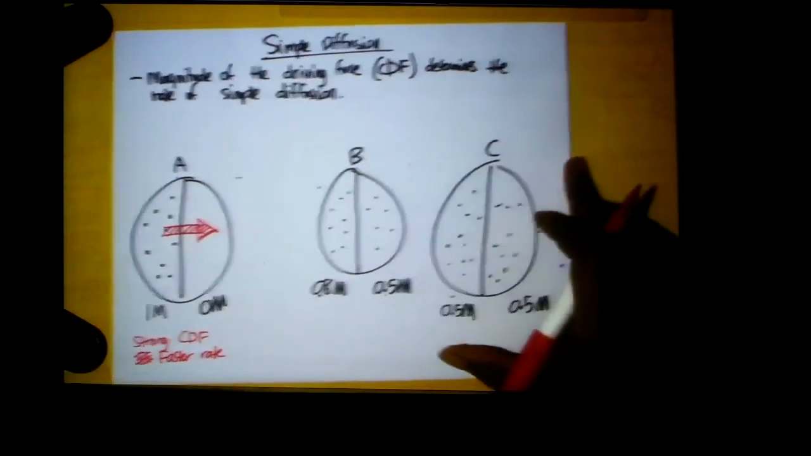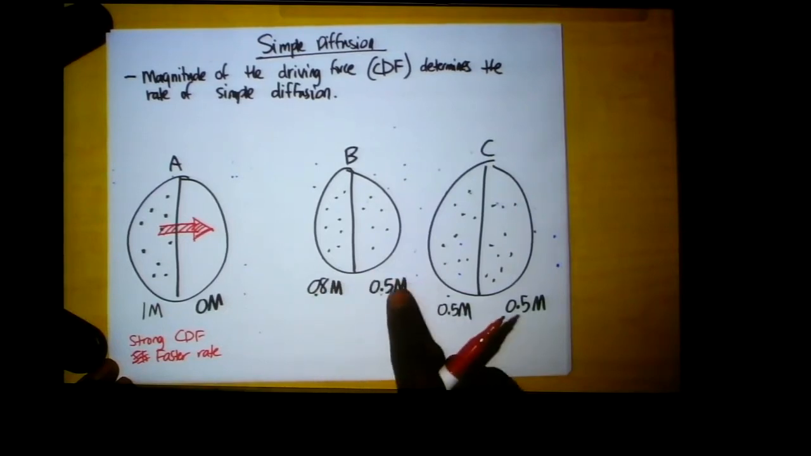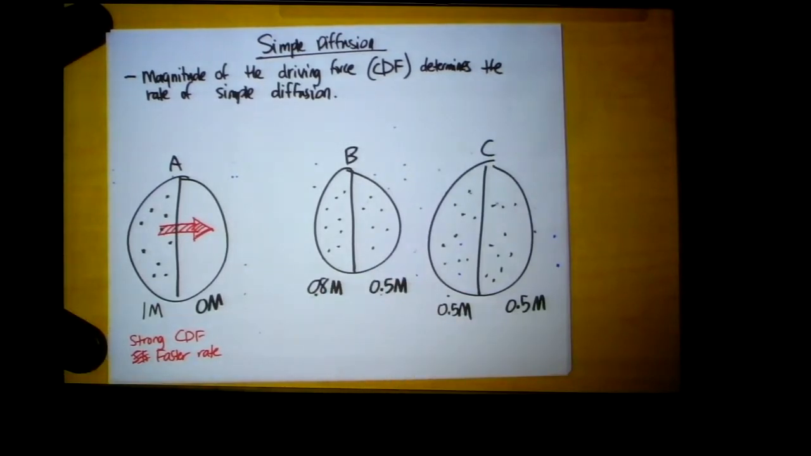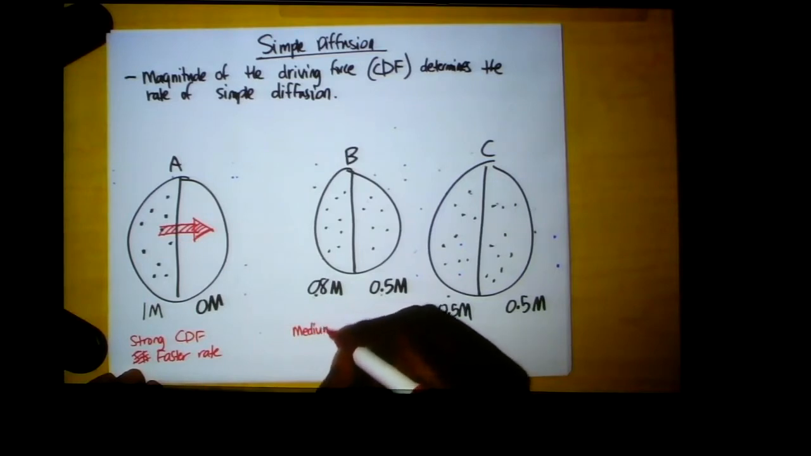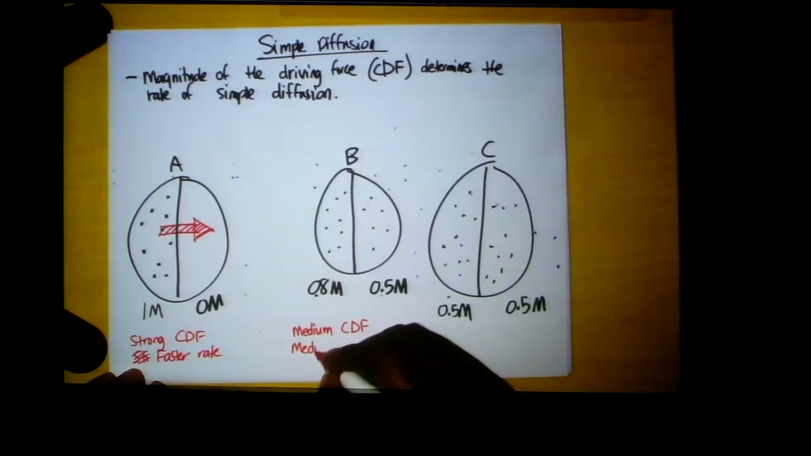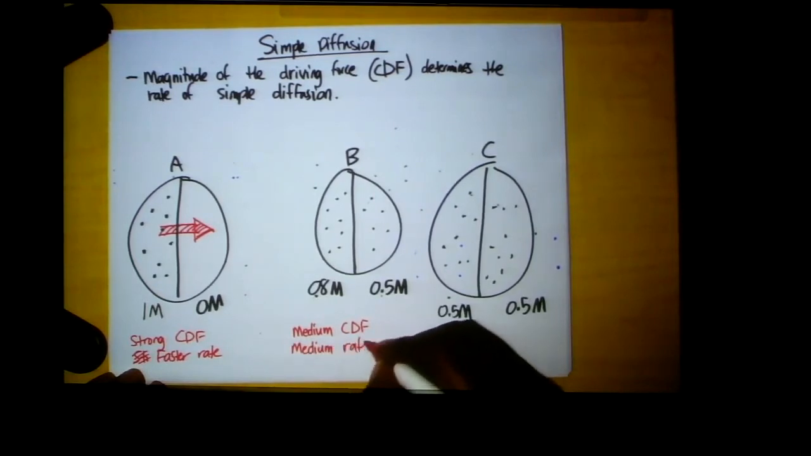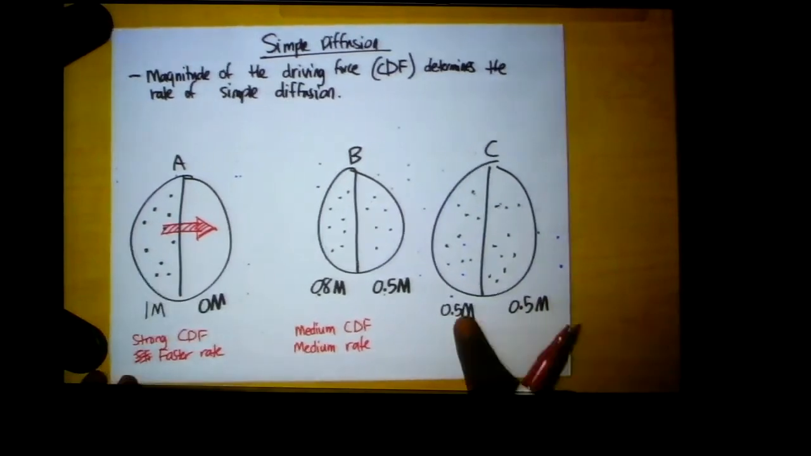right? In scenario B, we have 0.8 moles on the left and 0.5 moles on the right, so we have less of a gradient, right? It's not as strong a gradient as this first scenario. So we have sort of, let's say, a medium chemical driving force, and so we have a medium rate, okay? Whereas in this final scenario, do we have a gradient here?